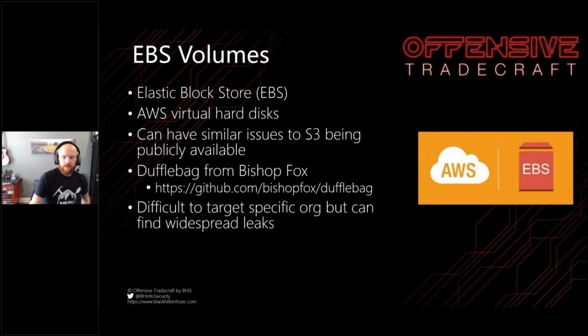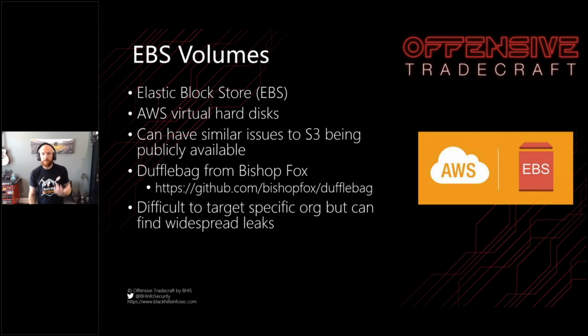We're going to get into S3 buckets a little bit more in a minute. The next thing that I want to talk about is EBS volumes. EBS volumes are Elastic Block Store. This is different from S3 in that S3 is more like your typical file storage for anything. EBS volumes are really like your AWS virtual hard disks, the things that get utilized by VMs and whatnot. There was a talk at DEF CON 27 by Ben Morris from Bishop Fox, and he wrote a tool called Dufflebag to search this data.